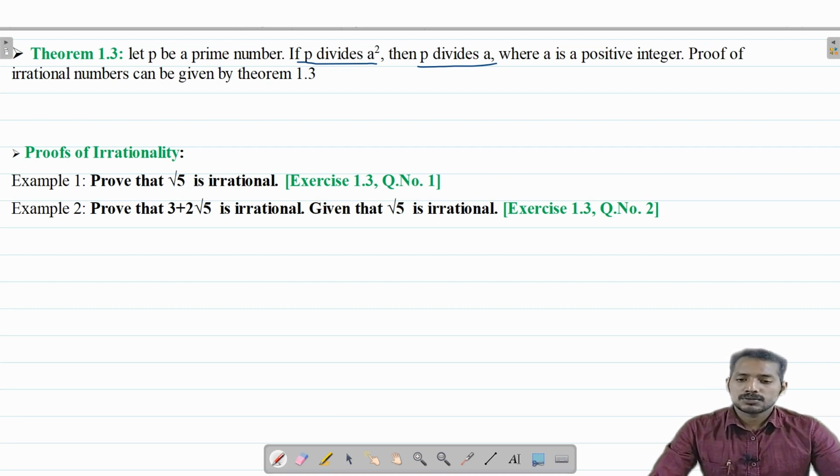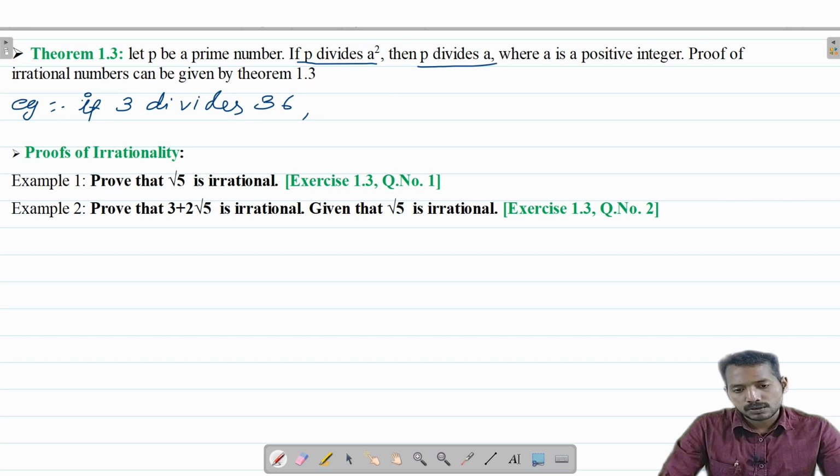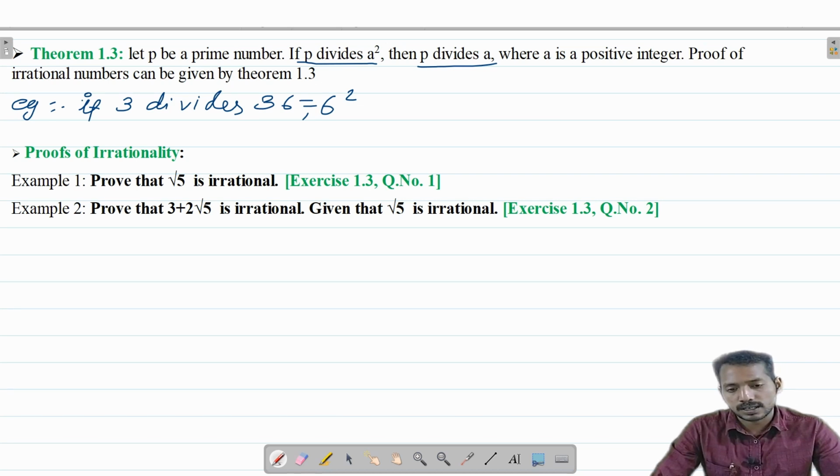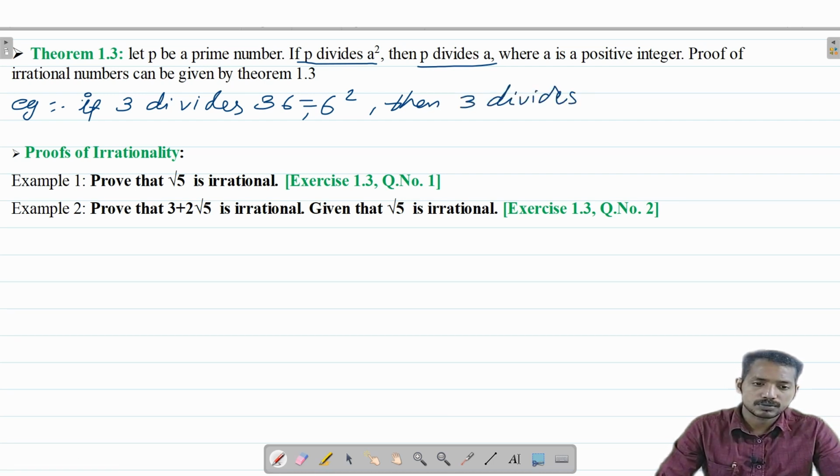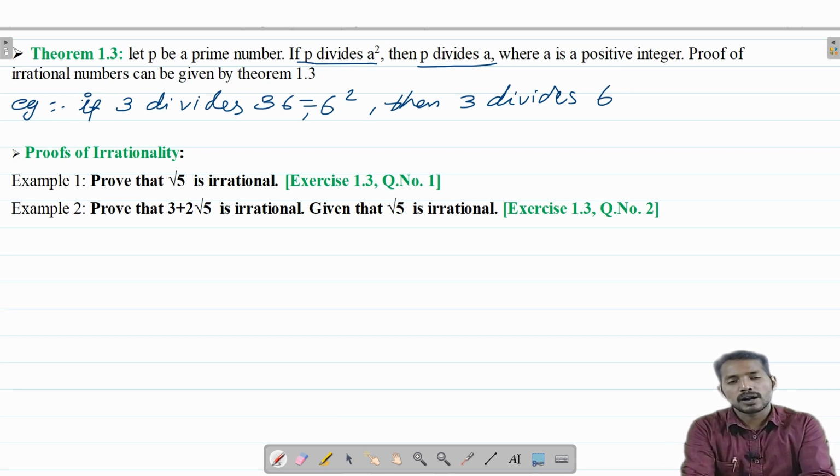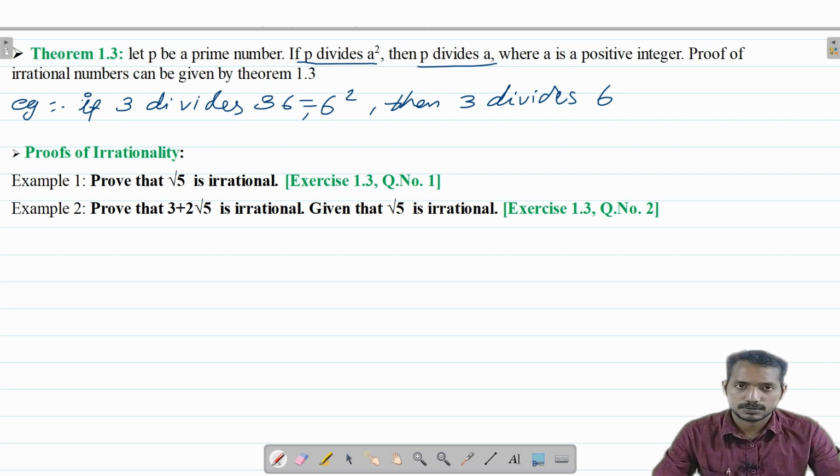Very simple statement. For example, we can say if 3 divides 36, then what is 36 actually? 6 square. So we can say that if 3 divides 6 square, or in other way we can say that 6 square is divisible by 3, in both ways both have the same meaning. Then by using this theorem we can state that 3 divides 6 also. So if 3 divides 6 square, then 3 divides 6. Clear? So this is a very simple example we can give.